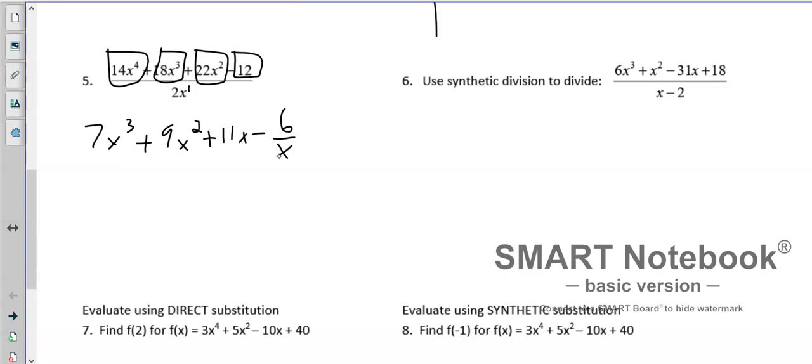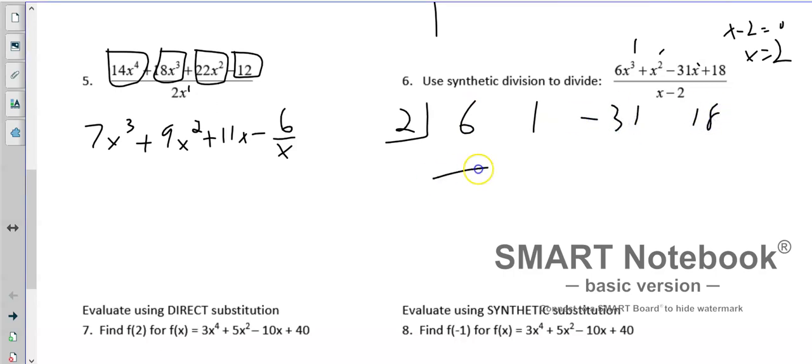And that's it. Okay, synthetic division. Remember, x minus 2 equals 0, x equals 2. 2 is the number that goes in the box. We look at our lead exponent, 3, 2, 1, 0. We have no zeros to fill in. So we just put 6, 1, negative 31, and 18.